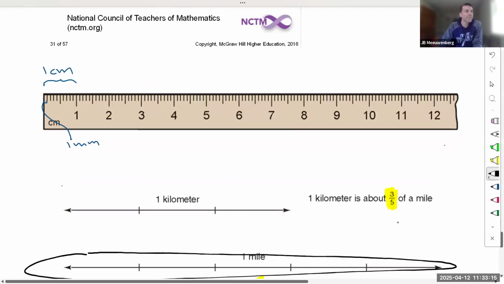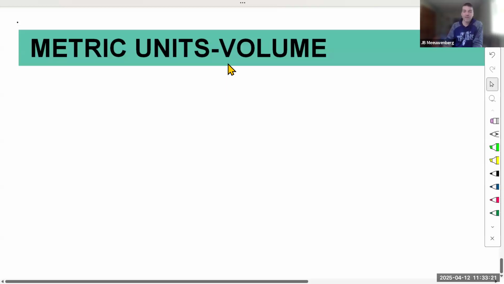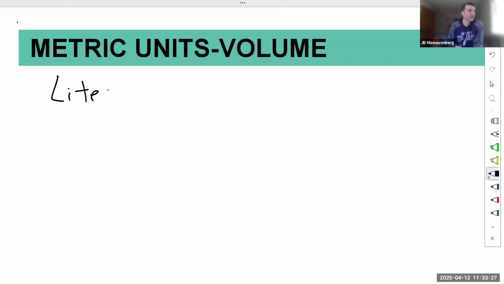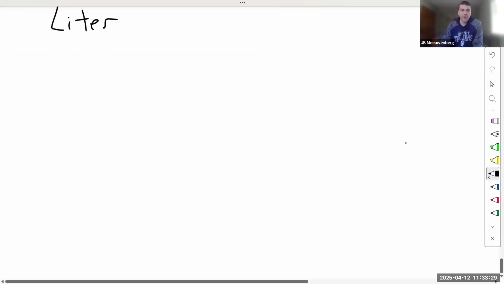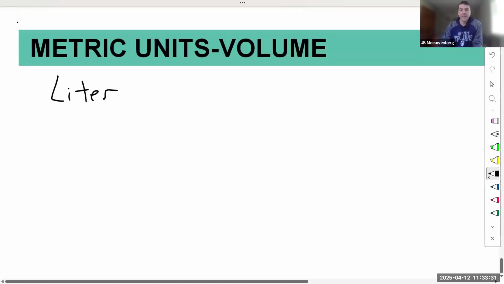So when we are measuring volume in the metric system, our base unit of measurement is 1 liter. So the metric unit of volume is the liter. You probably already are all familiar with a 2 liter of soda, right? We've seen those. Cut that in half, there's a liter. That's how big 1 liter is.